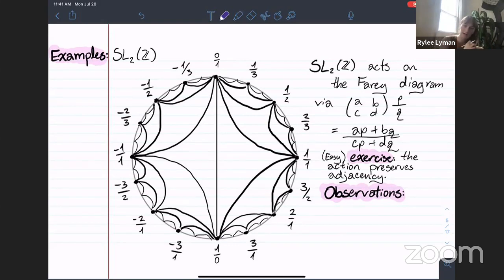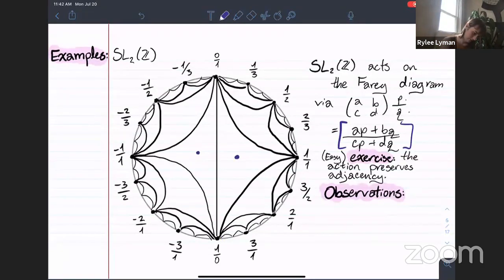So SL2Z acts on this diagram. I'll tell you how it acts on the vertices. It sends a vertex, which corresponds to a fraction P over Q, by just multiplying. You could think about P over Q as a column vector with P and Q, and then you just do the multiplication. That gives you AP plus BQ over CP plus DQ. Then you turn that back into a fraction, and you probably want to put it in lowest terms again after that. The way that I've written it, it's not obvious to me that this will be in lowest terms. So an actual exercise, but it's easy. This action on the set of vertices preserves adjacency, so it actually gives you an action on the whole diagram.